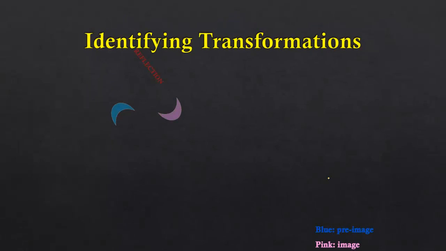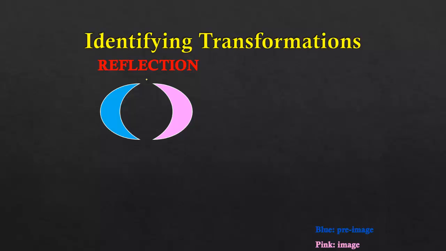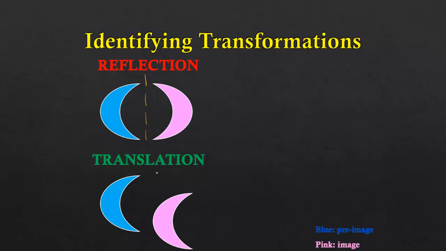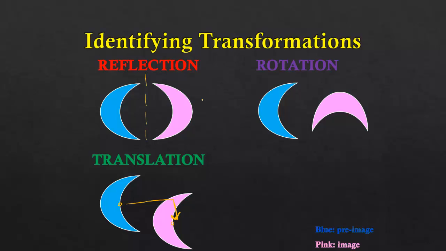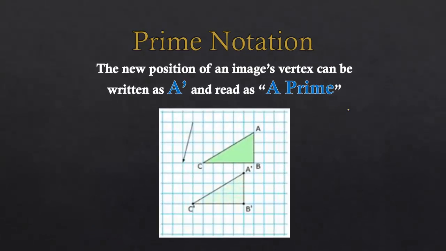So to identify transformations, again, a reflection would be if this was the line of reflection. Translation, basically, if you picked about the same point on each one, we moved it right and then down. And rotation, if we just took this image and rotated it, it would look like that. Okay, so that's what I was talking about before: not rotated about a point, but rotated about the center.